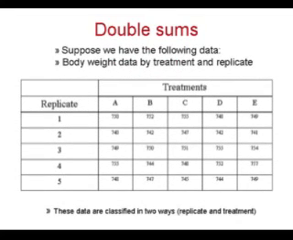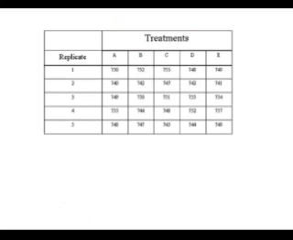But for now, don't get caught up in the numbers in the body of the table. The replicates are rows, and the treatments are columns. To indicate the manner in which summations are to be done, we need to use a system of double subscripts. Once again, the replicates are rows, and the columns are treatments.